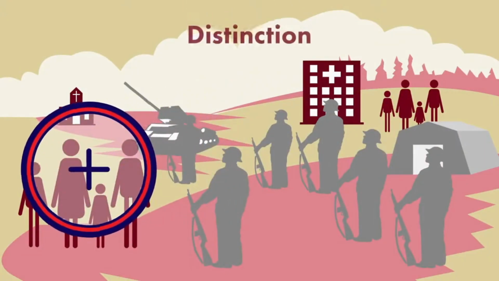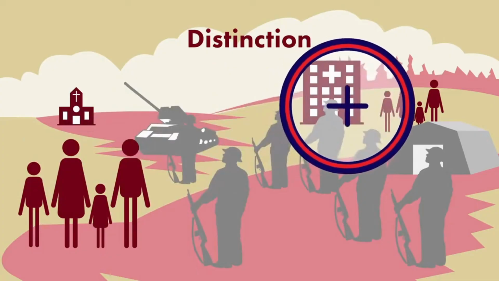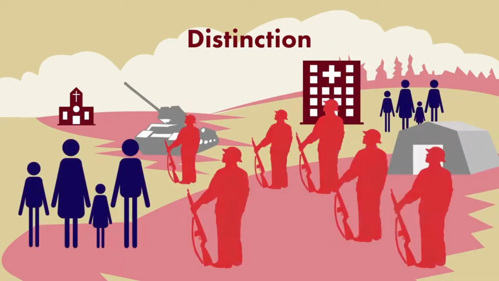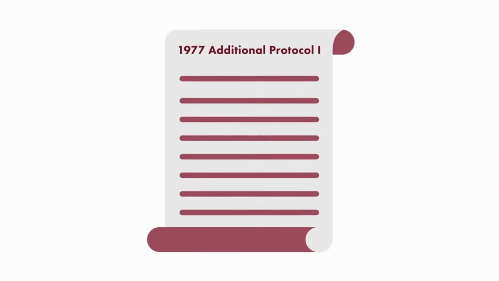The principle of distinction, one of the four fundamental principles of international humanitarian law, IHL, requires the parties to an armed conflict to distinguish between civilians and combatants, and between military objectives and civilian objects. Military objectives and combatants can be deliberately targeted. Civilians and civilian objects can never be deliberately targeted. While the fundamental principle of distinction is not specifically written into the four 1949 Geneva Conventions, it was included in the 1977 Additional Protocol I, which supplements the four main conventions.